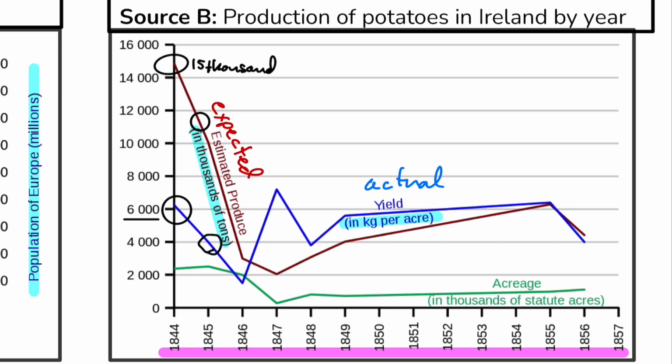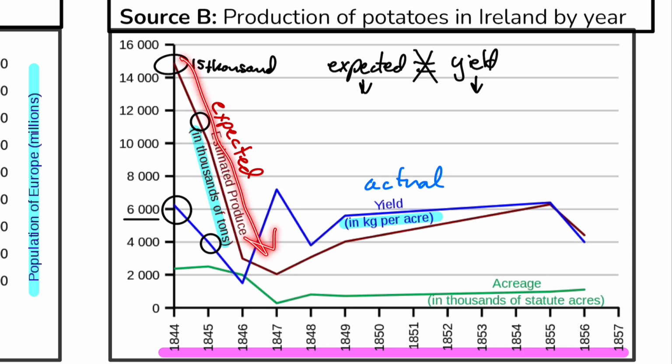So what we see here is that the assumed amount of potatoes or the amount of potatoes planted decreases, as does the actual yield of potatoes grown. And we know that as the number of potatoes goes down, so does the number of people. So both of these graphs are essentially showing us the same thing, the effect of the famine on the population. But now we need to apply it to the prompt.